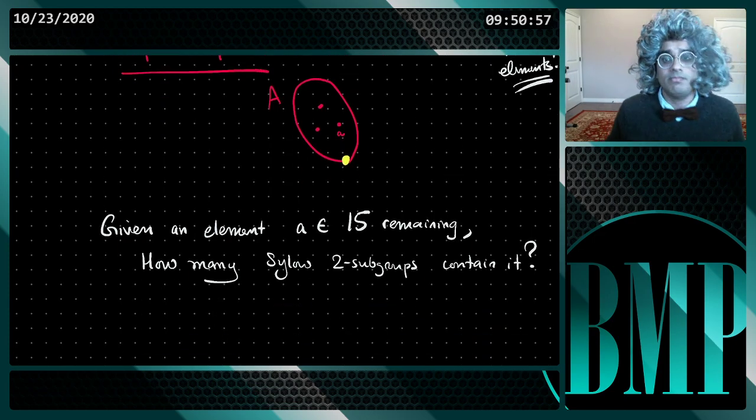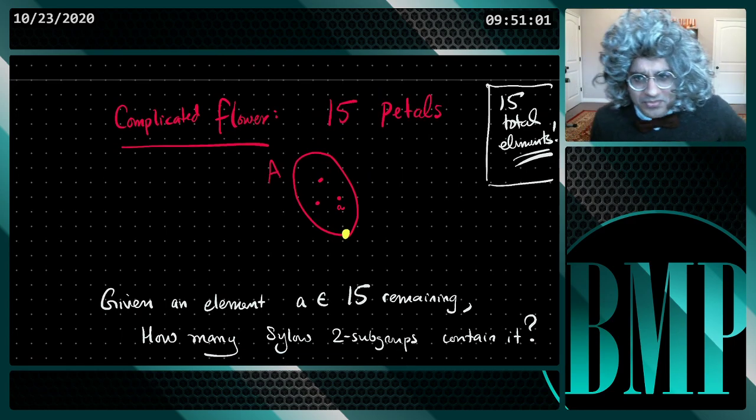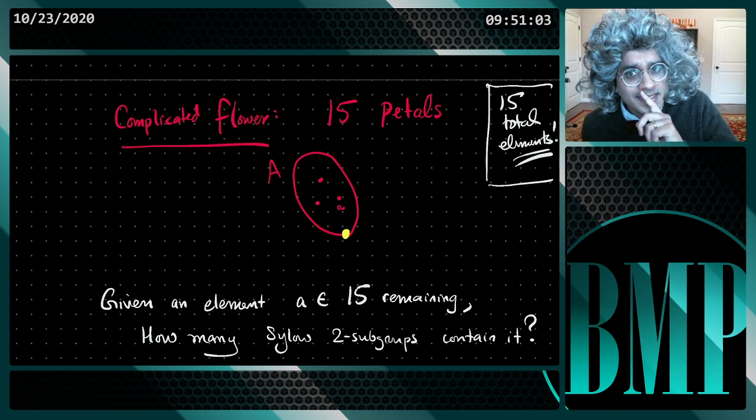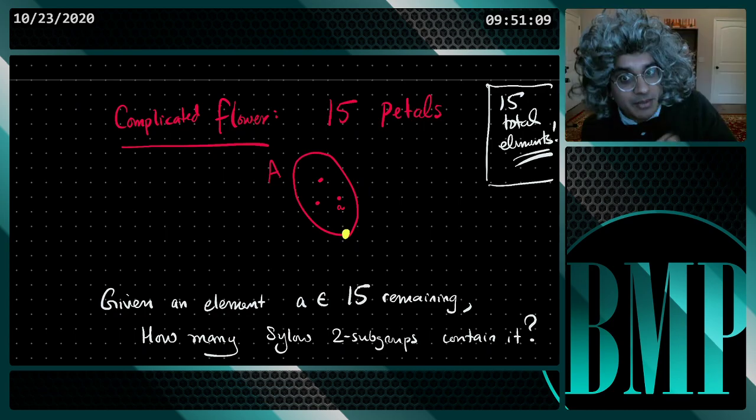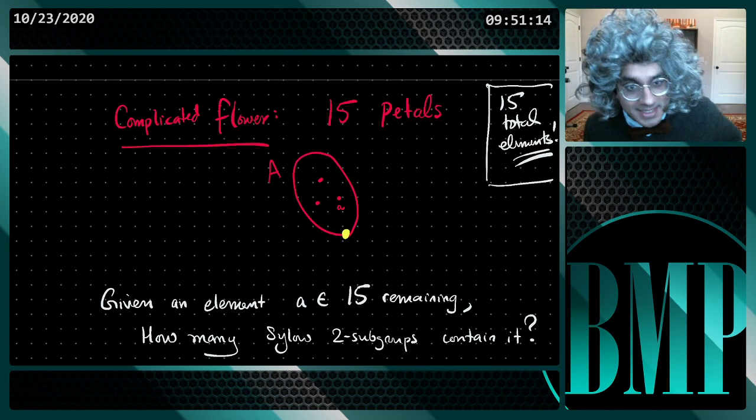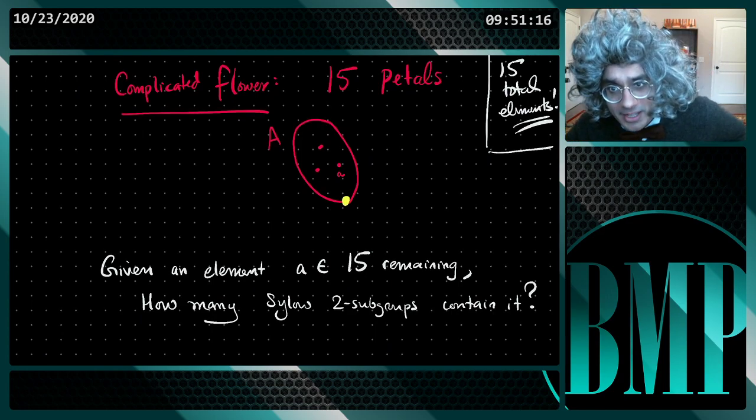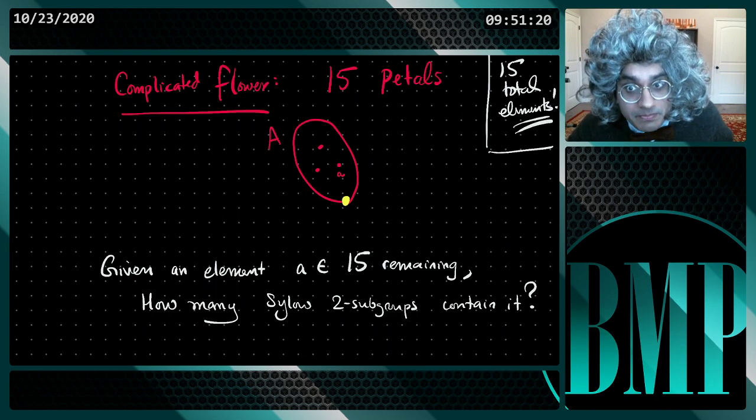All right, we have 15 elements remaining. We're assuming they form one conjugacy class. That's our assumption. I'm asking a question about one of the elements: how many Sylow 2-subgroups contain it?